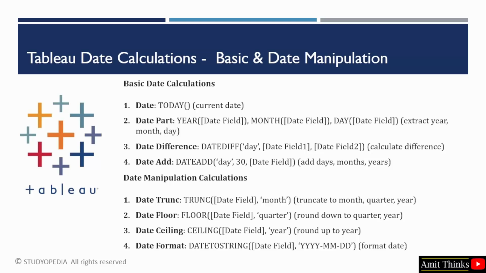Now to manipulate dates, you have date trunc to truncate the date to month, quarter, or year. If you want to round down the dates, use the floor method. If you want to round up the dates, you'll use the ceiling method. To format the date, use the date to string method and mention the exact format. These were the date manipulation calculations or functions.